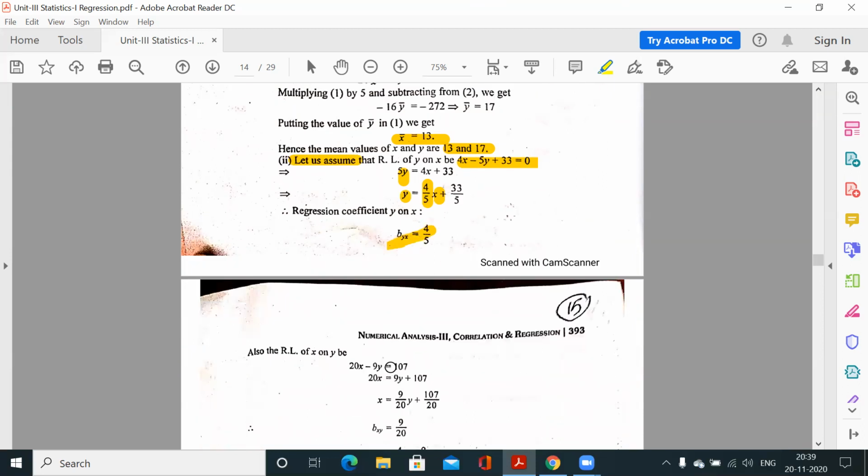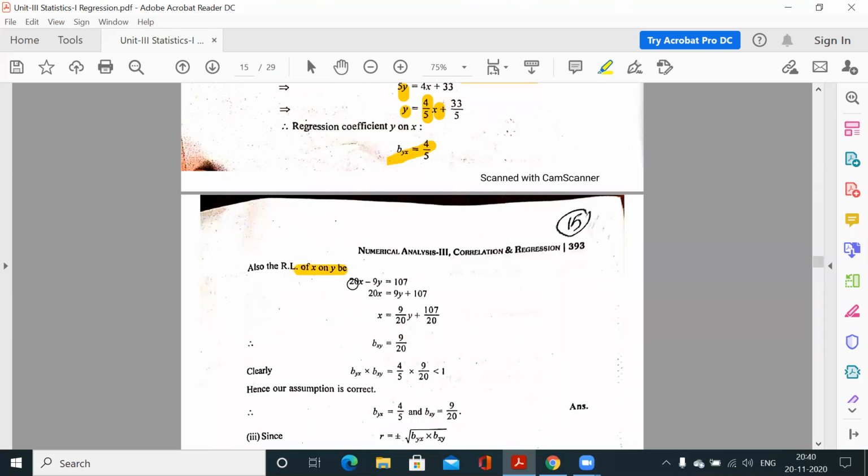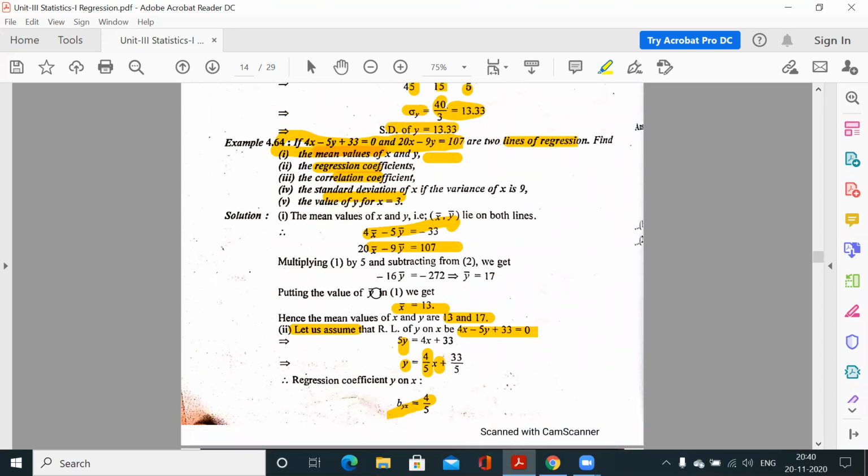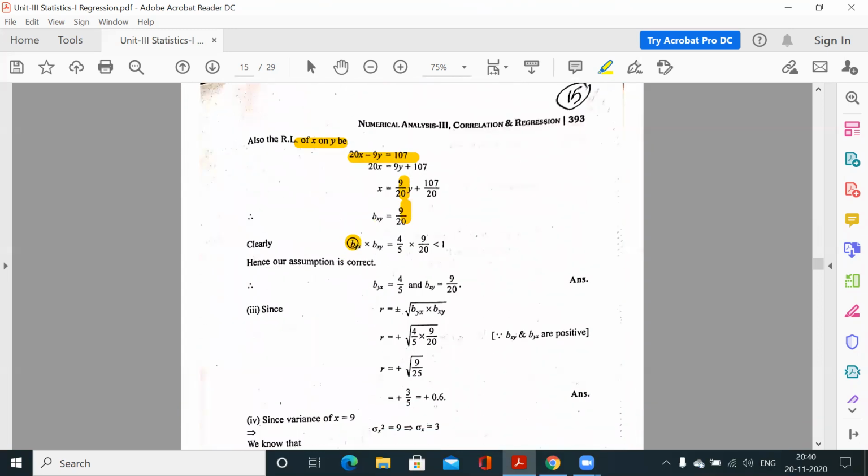So byx is 4 by 5, and the other equation is x over y. Solving this for x, we will get bxy, the coefficient of y. Now we have to verify, because we don't know which regression line is the x line and which is the y line. So multiply these regression coefficients byx and bxy. This product is coming less than 1, so there is no problem.